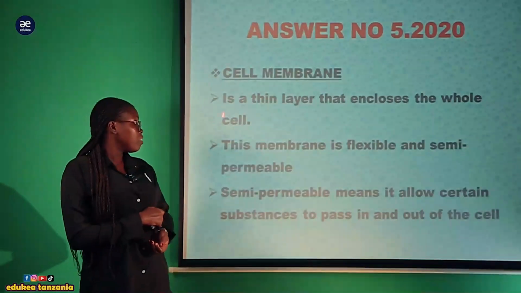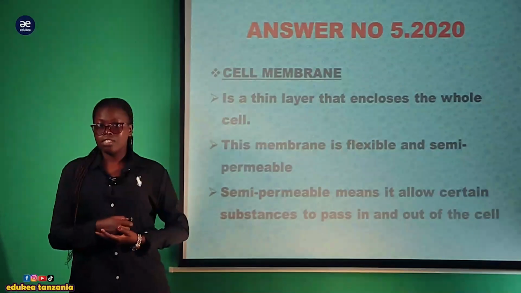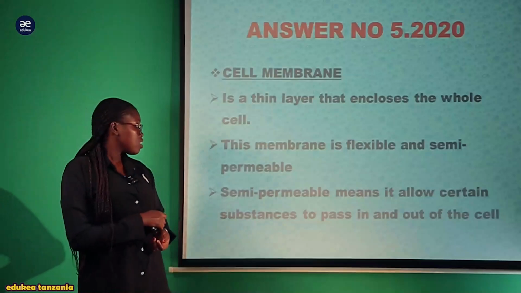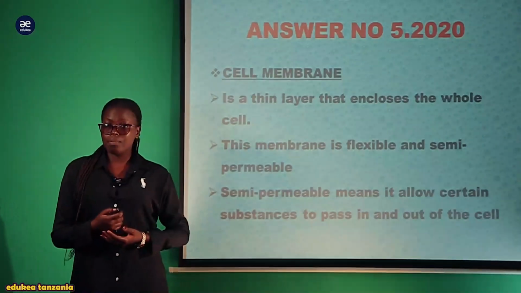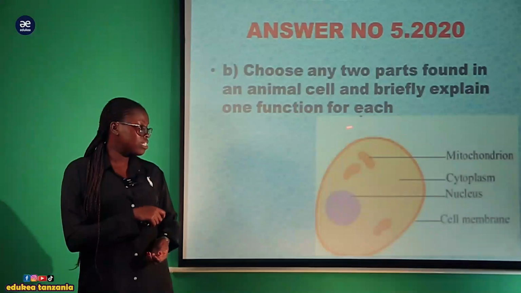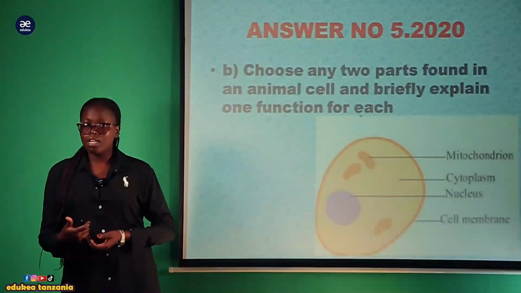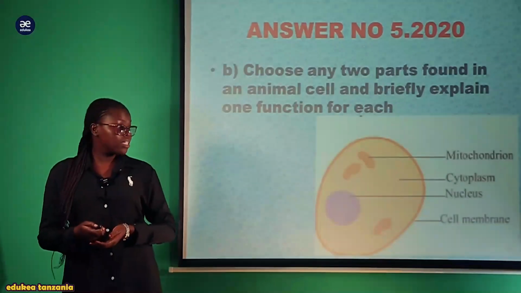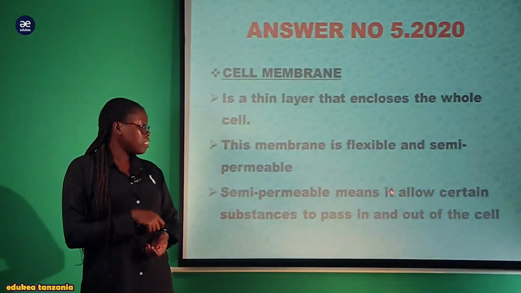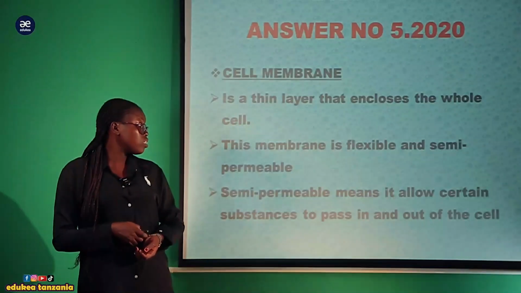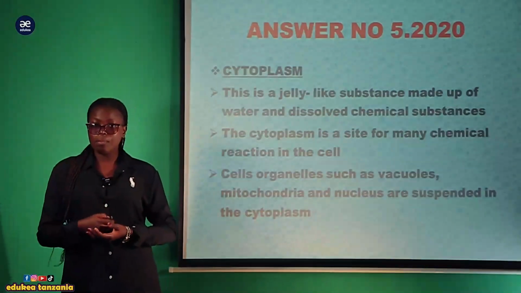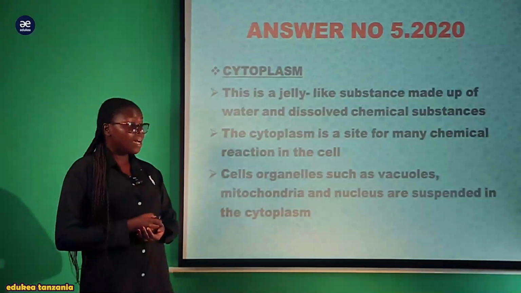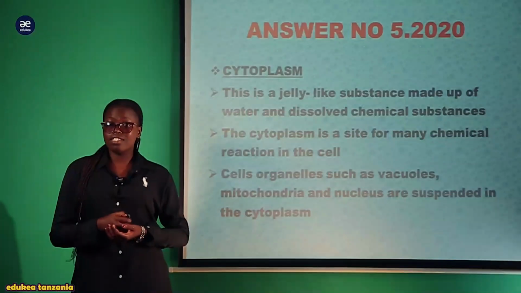The cell membrane is a thin layer that encloses the whole cell, or the contents which are found within the cell. Also, this membrane is flexible and semi-permeable. Semi-permeable meaning that it only allows some water molecules and minerals to pass through, while others are restricted from entering. So semi-permeable means it allows certain substances to pass in and out of the cell. So the main function of the cell membrane is to protect and to cover all the contents found in the cell.